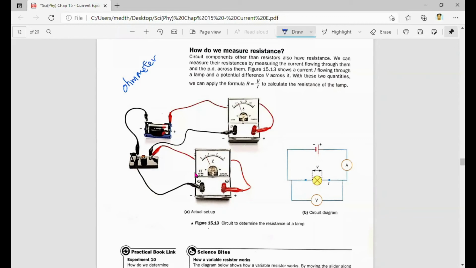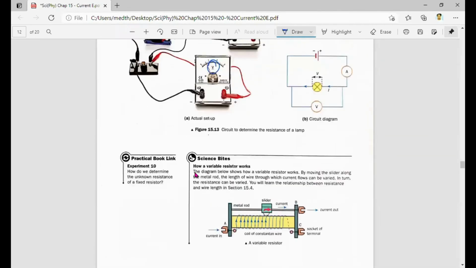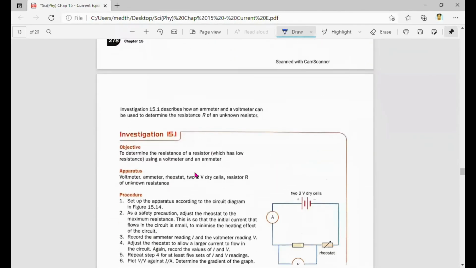But of course, in your textbook, we teach you the basic way. The basic way is you find the voltage, you find the current, the ampere, then you use R equals V over I. You can find the resistance. But in real life, there's a device now that can actually measure your resistance. We call it the ohm meter. So, that's it.